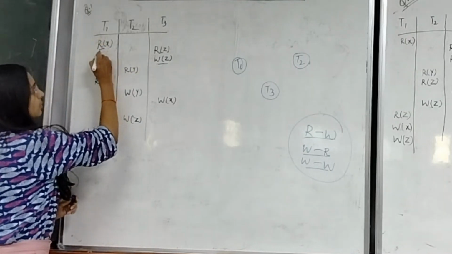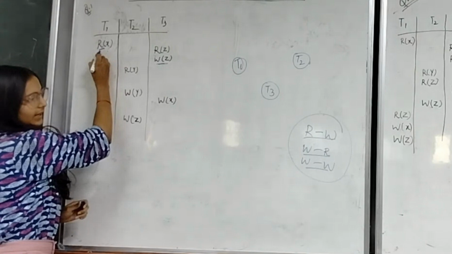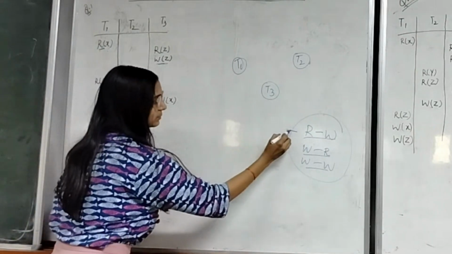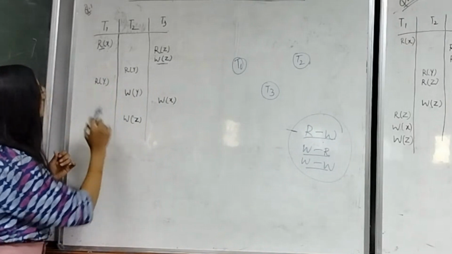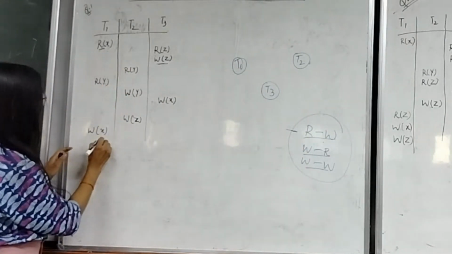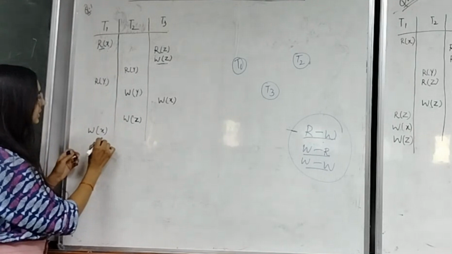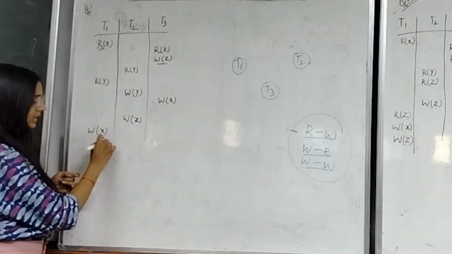The first operation is the read operation on x. We'll look for the conflict pair, that is write. So where is the write operation on x? First here, it is in the transaction T1. Thus this will not create any conflict.